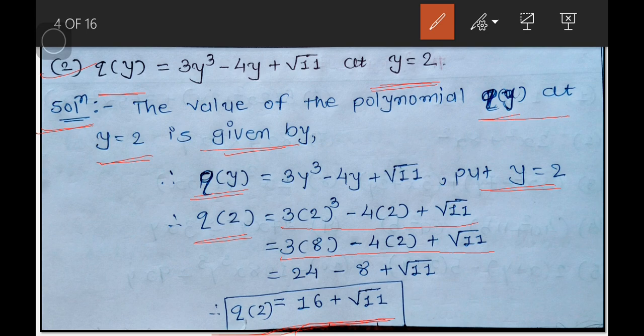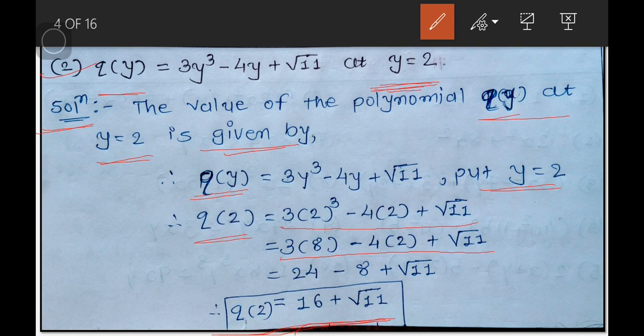Here you know that 16 is a rational number and root 11 is an irrational number. So we can't do addition or subtraction of rational and irrational numbers. So it will be as it is. Then we get the value of q of y at y is equal to 2 as q of 2 is equal to 16 plus root 11.